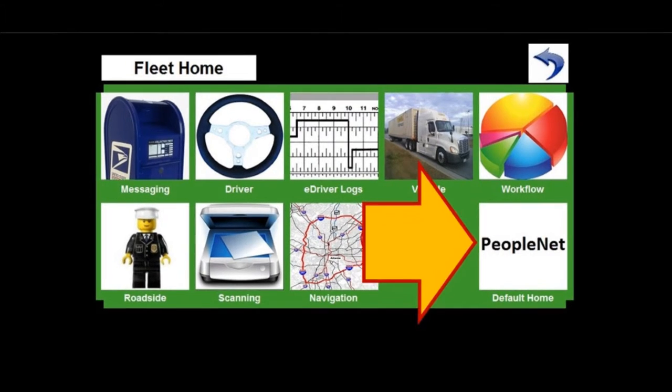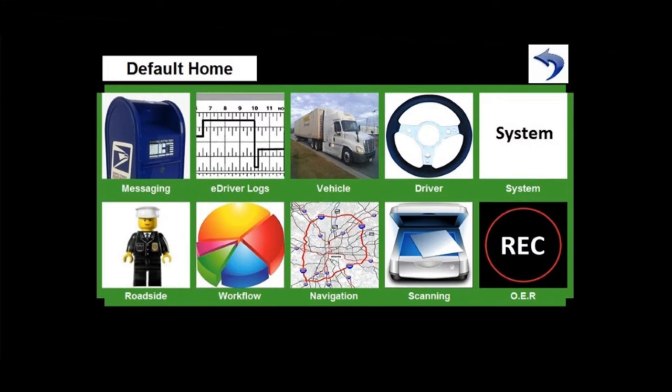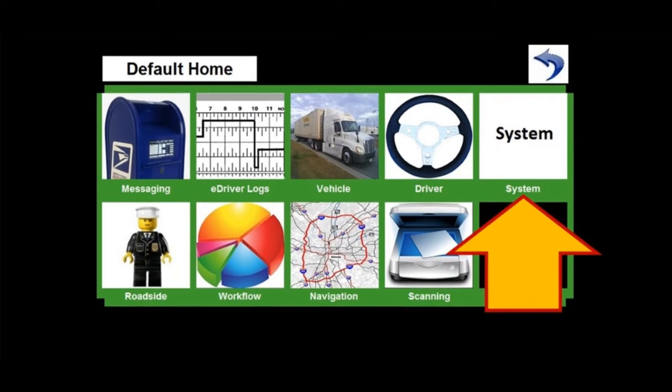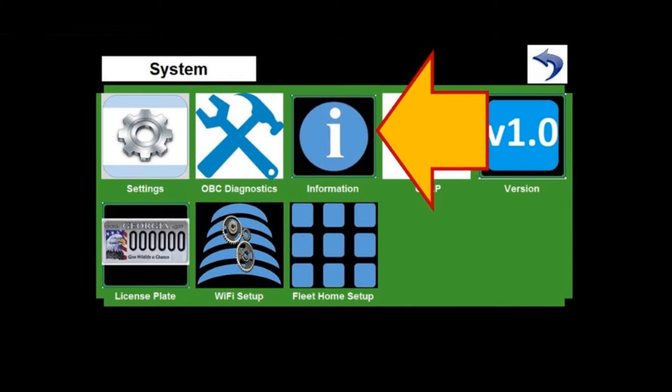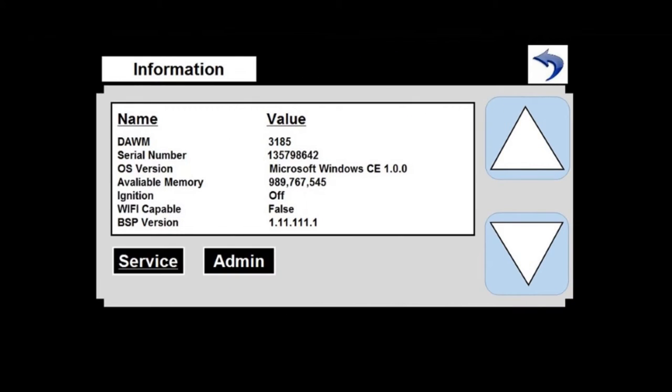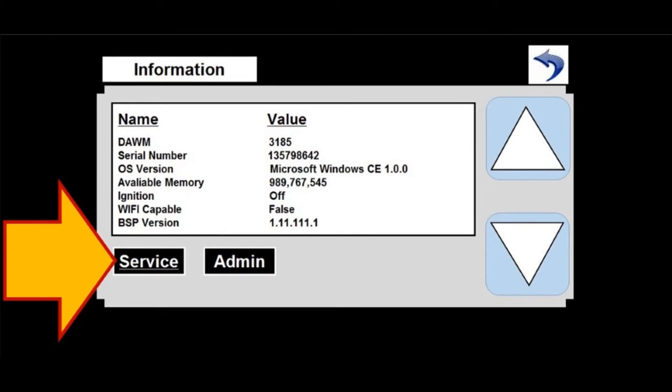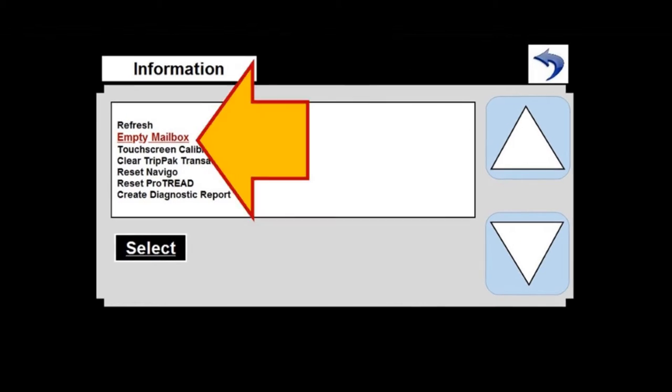We start by going to the default home screen. Go to the system icon. Click on the information icon. Select the service link. As you can see, the empty mailbox link has already been highlighted.